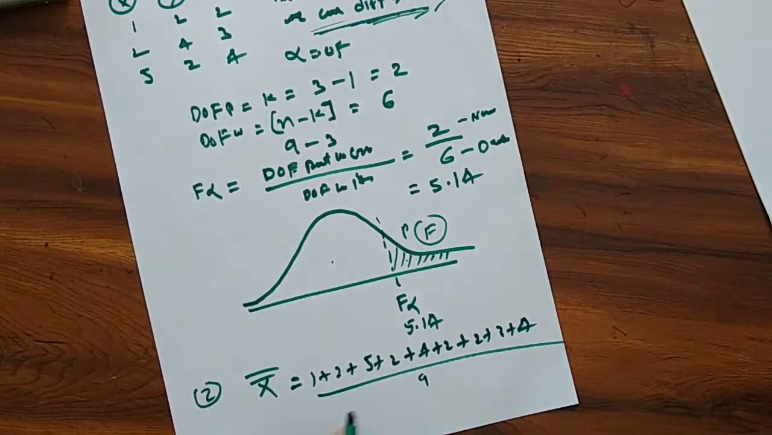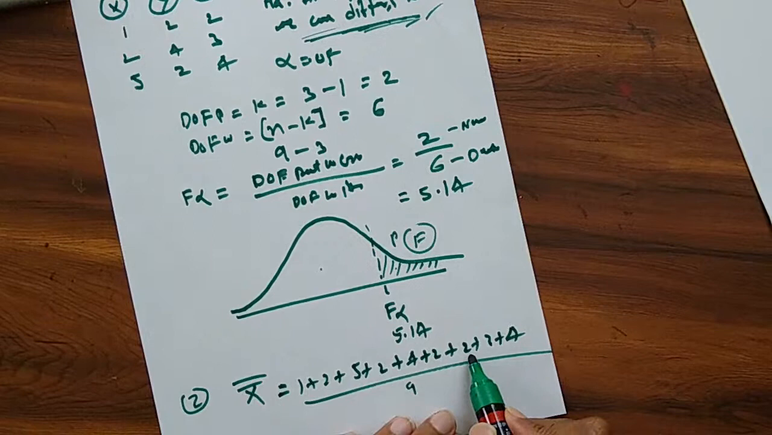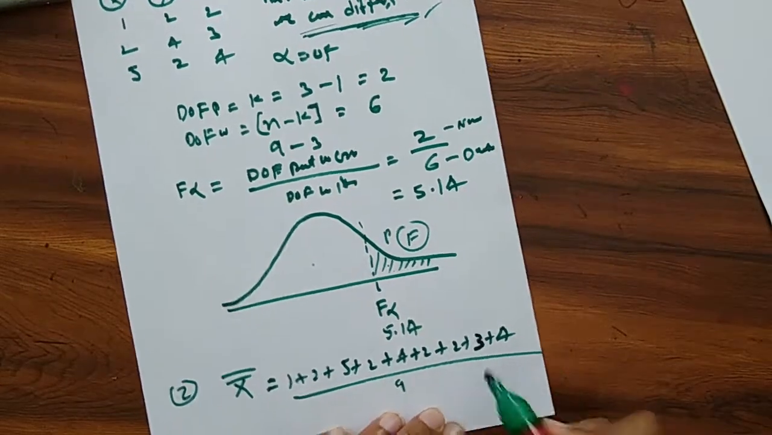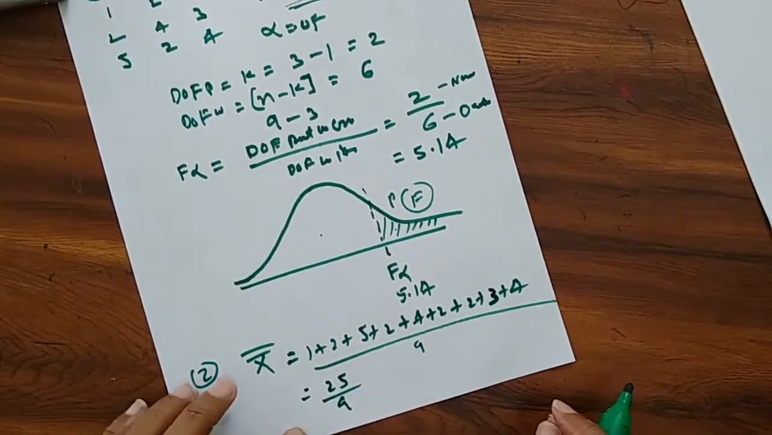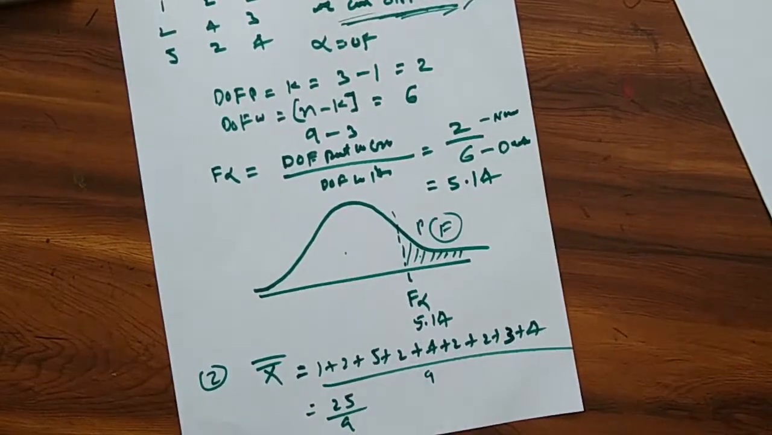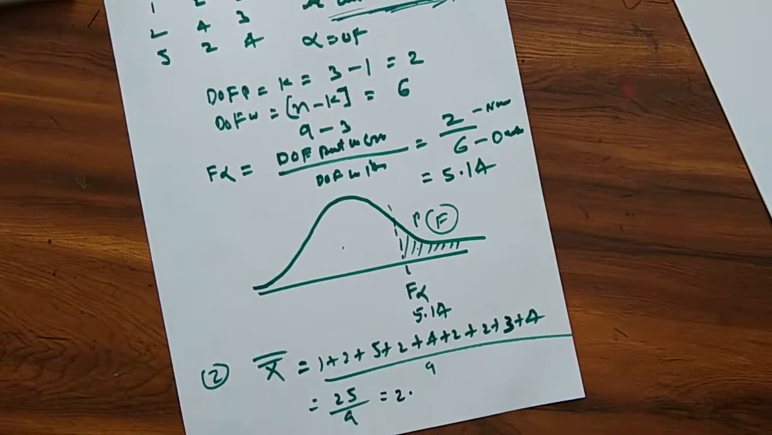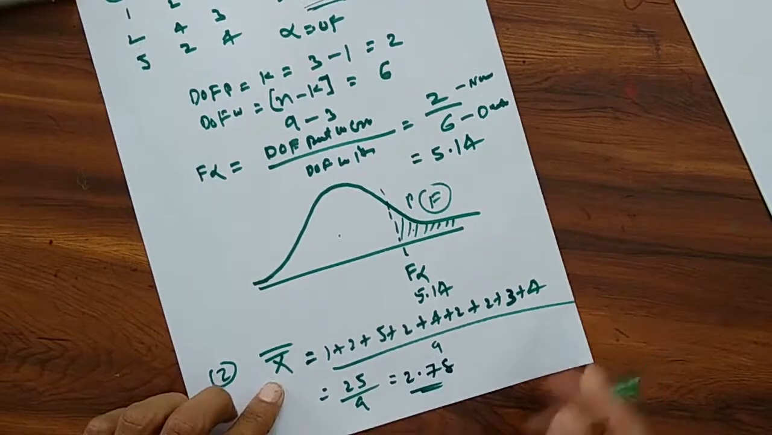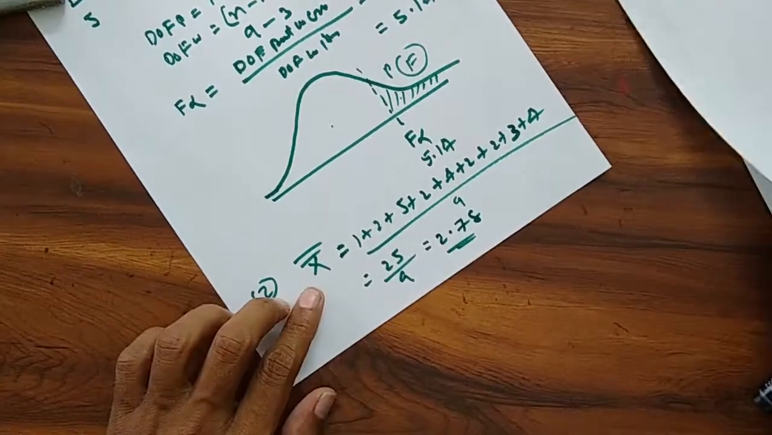Okay, so what is the value? 1 plus 2 plus 3, 8, 10, 14, 16, 18, 18 plus 3, 21, 25 by 9. In our case, 25 by 9. What is the value? You will get 2.78. This is our x bar value. So we calculated F alpha value. Second thing is grand mean.